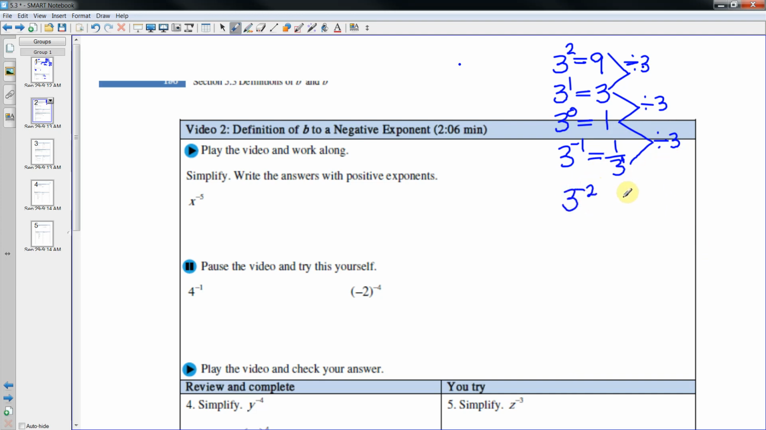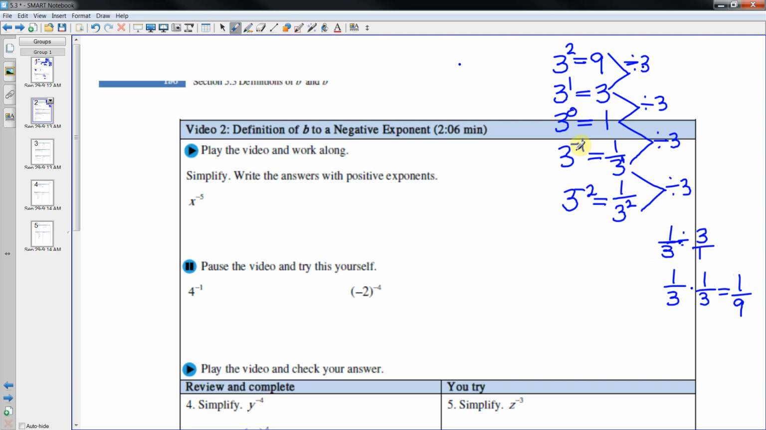Let's do one more. 3 to the negative 2. So if I were to divide 1/3 divided by 3, I'm going to come up over here and say 1/3 divided by 3 over 1. So that's keep, change, flip. 1/3 times 1/3 is 1/9. I'm not going to write the 9 as a 9. I'm going to write it as a power of 3. 3 squared. And you see a pattern here.